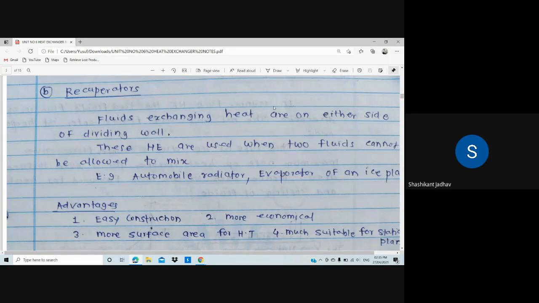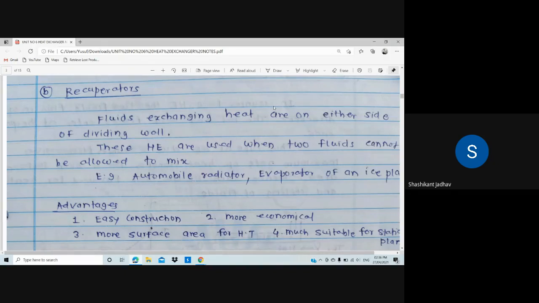Okay, then write on the next line. Fluids exchanging heat are on either side of the dividing wall. म्हणजे dividing wall च्या एका साइडला hot fluid असणार आहे and at the another side there is a cold fluid. Okay, and because of that heat transfer takes place from the hot fluid to cold fluid. That is nothing but a recuperator type of heat exchanger.